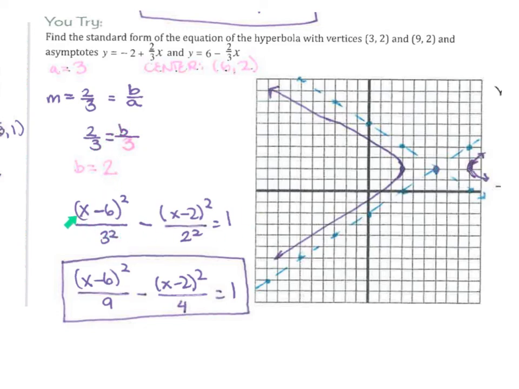So then you write your equation, (x minus 6) squared over 3 squared, minus, that should be a (y minus 2) squared over 4, equals 1. And then simplify after that. Okay, so there is the answer.